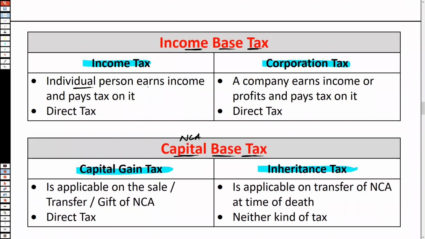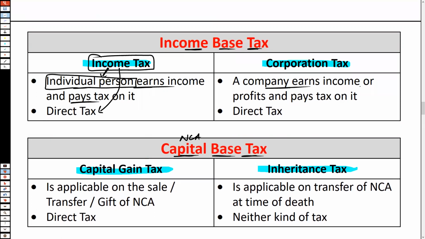An individual person earns income and surely pays tax on it, so that is termed as income tax. And income tax is a kind of direct tax, because here the tax is directly based on the earned income. But why are we using the term income tax? Whenever there is taxation of an individual person, we always use this word income tax.